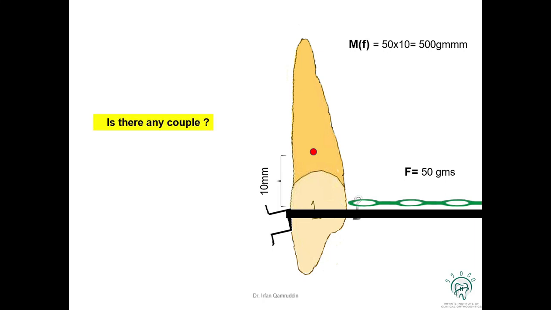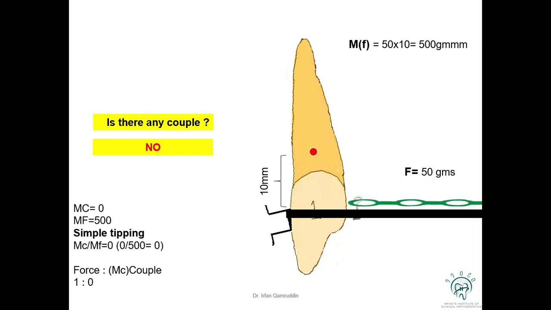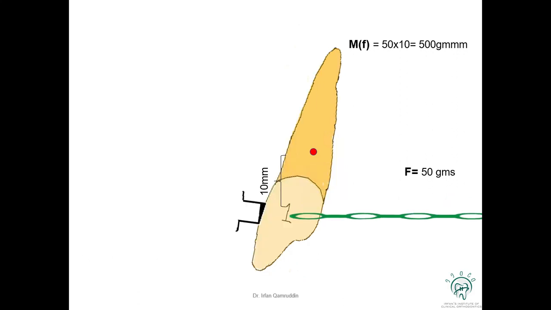Is there any couple here? No. Therefore, there will be simple and uncontrolled type of tipping, in which the force to moment of couple ratio is 1:0. The single force you applied here was 50 grams and there is no couple, so it resulted in simple type of tipping.